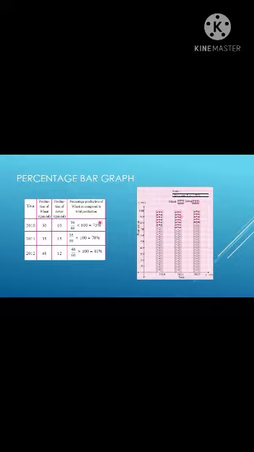Then the percentage of production for the year 2010 is 75%. So at 75% you have to draw a line. So this line is dividing this percentage bar as wheat and jowar. All the wheat you represent in the below portion, and the jowar represents the above portion. Now in the second bar you have got 70%. So at 70 you are going to draw a line which divides this percentage bar into wheat and jowar.